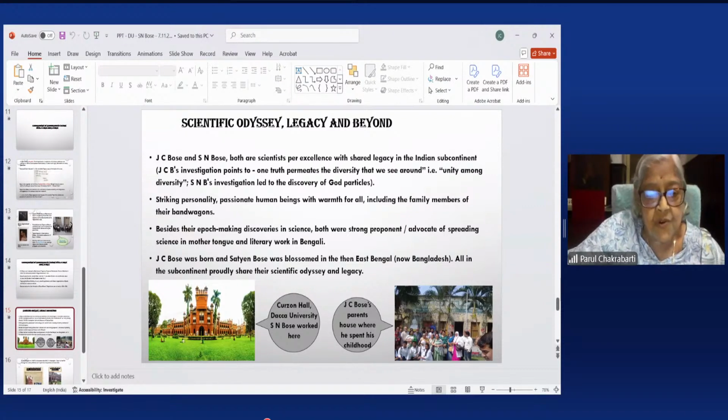J.C. Bose was born in Rarikhal, Dhaka. It is on my right-hand side. The building is still there. We visited a few years ago. Right-hand corner of the slide, Rarikhal. Satyen blossomed in the then East Bengal, now Bangladesh, where in the premises of Curzon Hall and in the physics department, all in the subcontinent proudly shared the scientific odyssey and legacy of J.C. Bose and Satyen Bose.